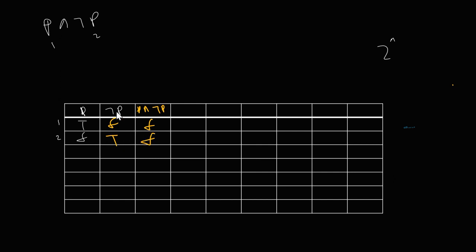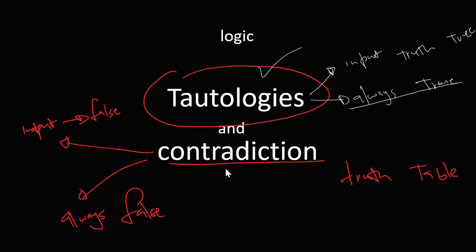And again, we're noticing some pattern here. They are all false. We go back here. If they are always false, the truth value is always false, that means that is a contradiction.